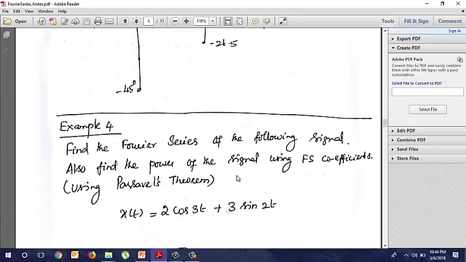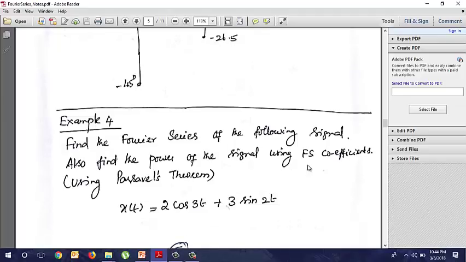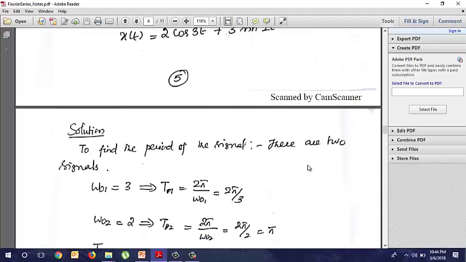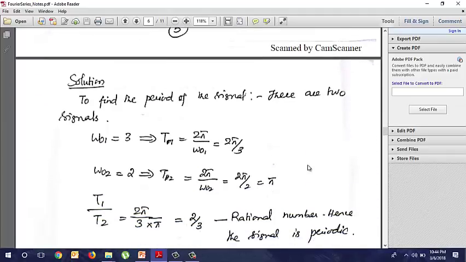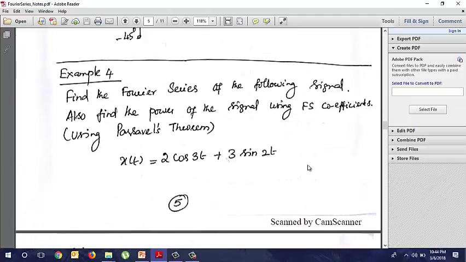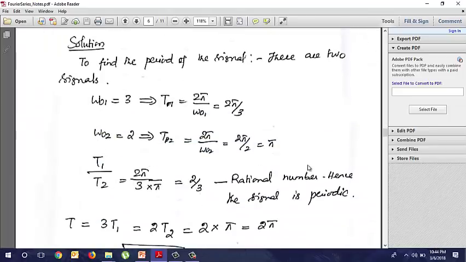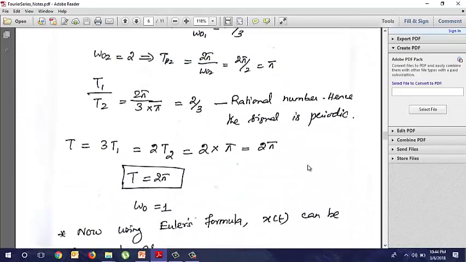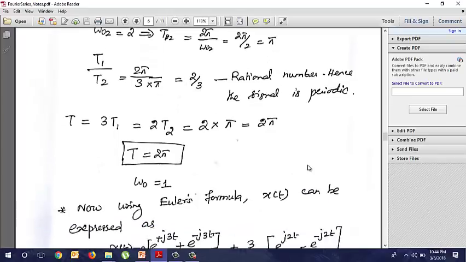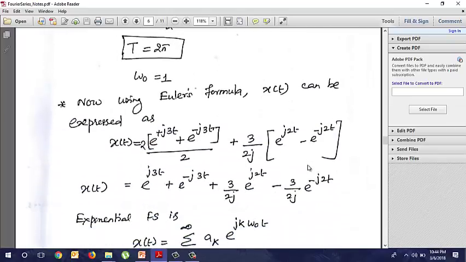Then a similar example: find the Fourier series of the signal. Also find the power of the signal using Fourier coefficients. I am leaving this to be read and understood by you. Here the signal is a combination of two signals. What they are doing is finding out omega naught and then T. You can understand it very easily.